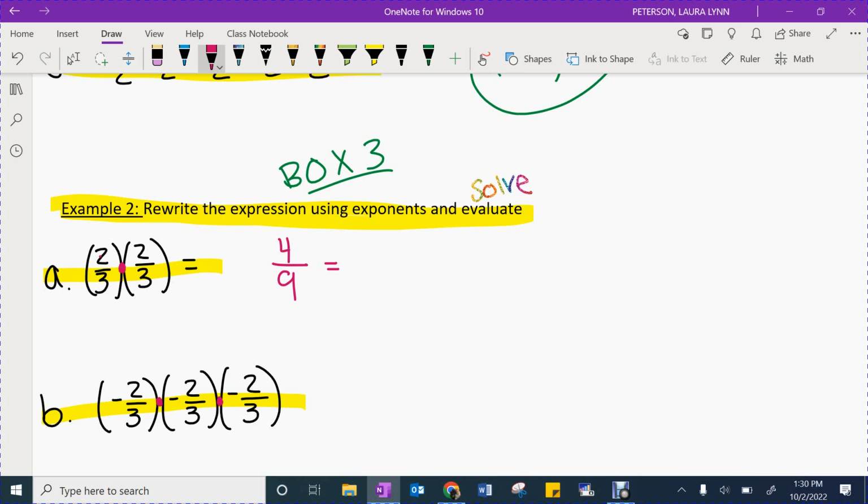Well, it's the fraction 2/3. It is in parentheses, so I'm going to keep it in parentheses. 2/3 is being repeated, so that's the base. How many times did it get repeated? Twice. So 2 is my exponent. Both of these are my answer: the evaluated 4/9 and the exponential expression 2/3 squared.